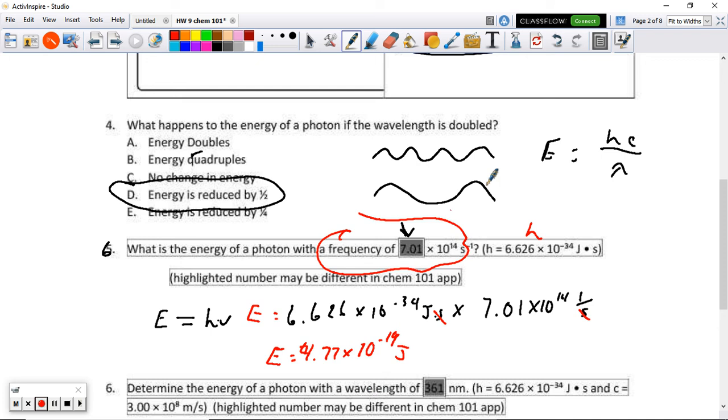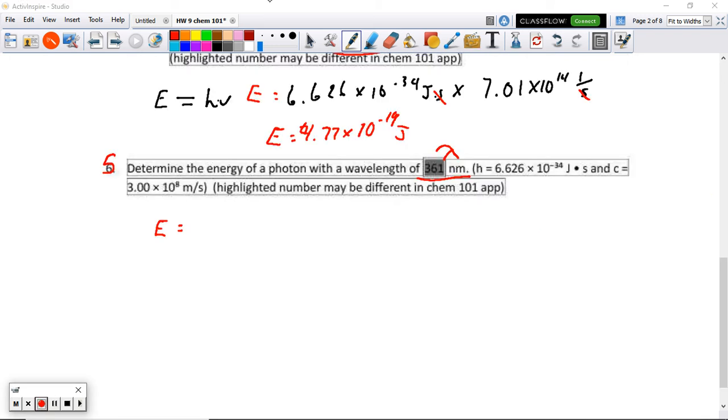All right. Going through, and the other statement was actually number 6. This one is number 5. All right, so looking at number 5, it says determine the energy of a photon with a wavelength of 361 nanometers, and then it gives you Planck's constant and speed of light. Well, the first thing that we know is speed of light is measured in meters per second, so nanometers aren't going to help us. We need to convert to meters. So that's going to be our first step.